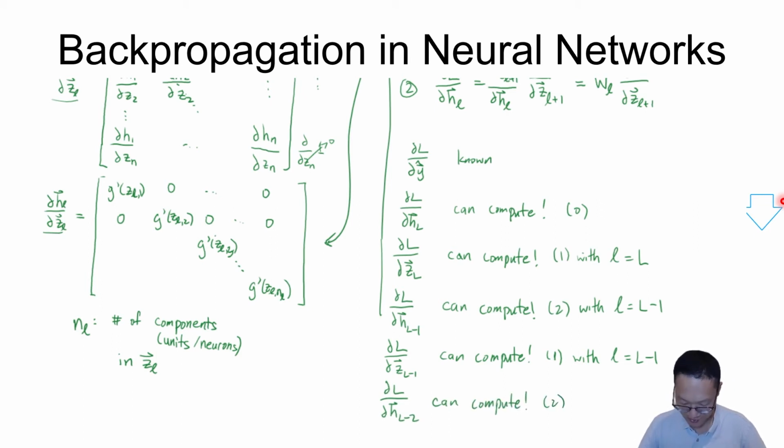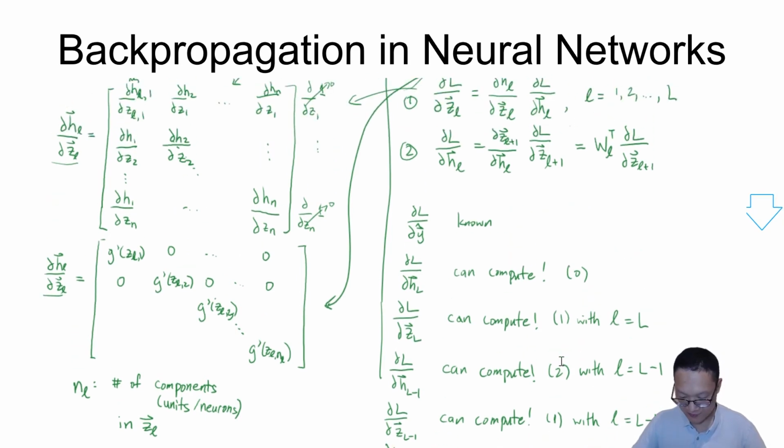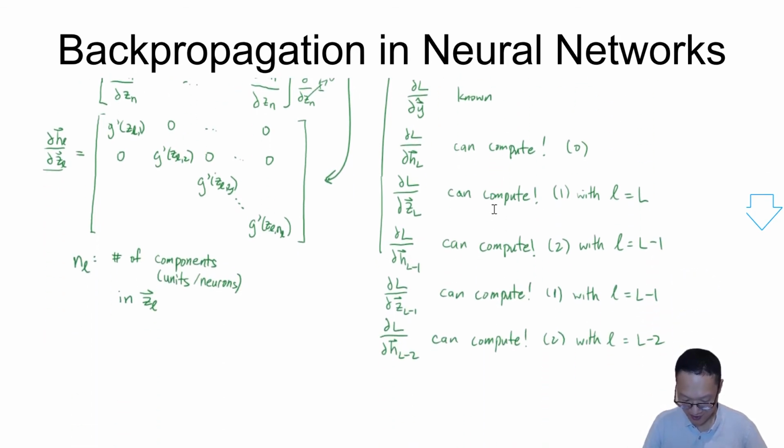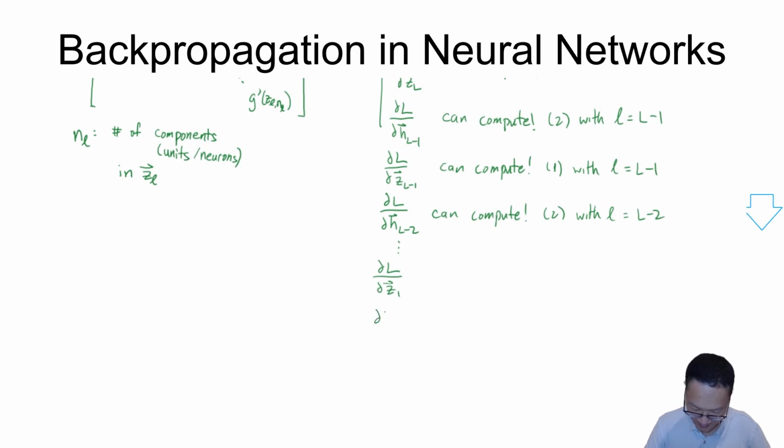Okay, and then we use equation 2 with L equals L minus 2. So equation 1 allows us to connect the post activations with the pre-activations, and then equation 2 allows us to connect them for two different indices. So we can always keep going until we get, for example, partial L, partial Z1, and then partial L, partial H1 as well, right?